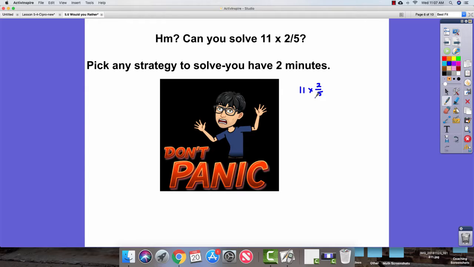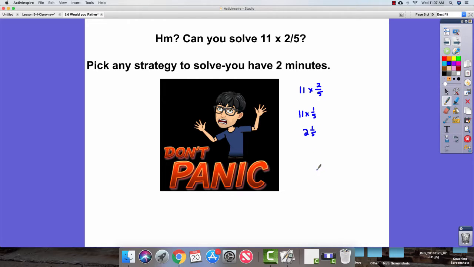Again, strategy 1 says to find the unit fraction of the whole. So I'm dealing with fifths, so my unit fraction would be 1/5. So I could do 11 times 1/5 here, or find 1/5 of 11. And that would be 2 and 1/5, because that's really just saying 11 divided by 5, right? So 5 can go into 11 2 times, and I have 1/5 left over.